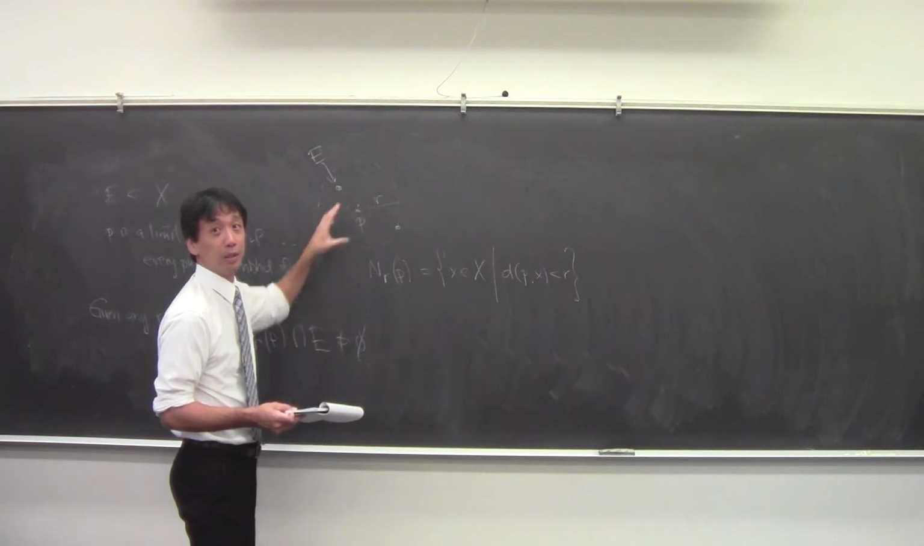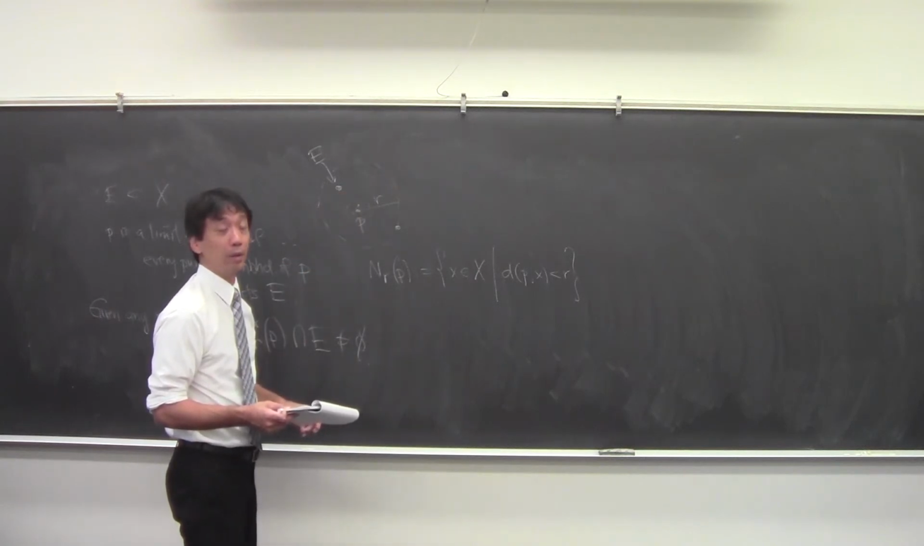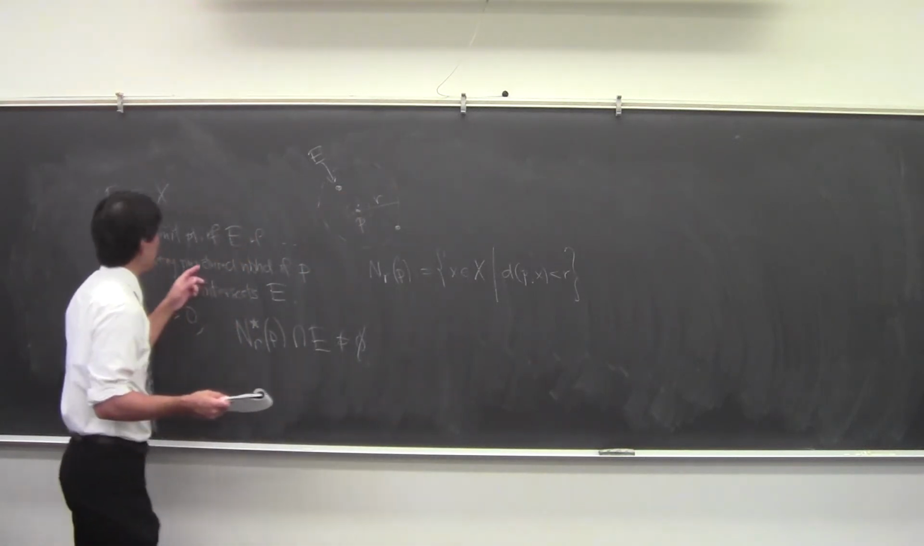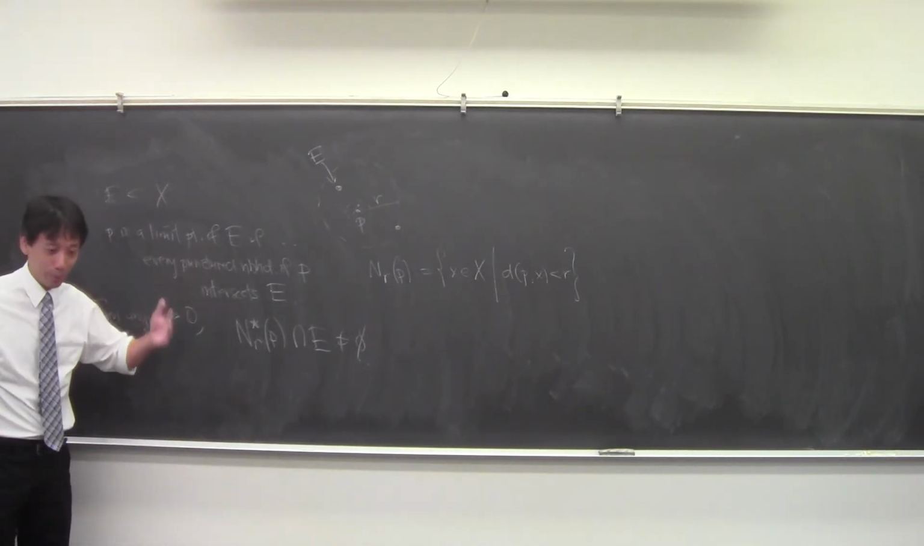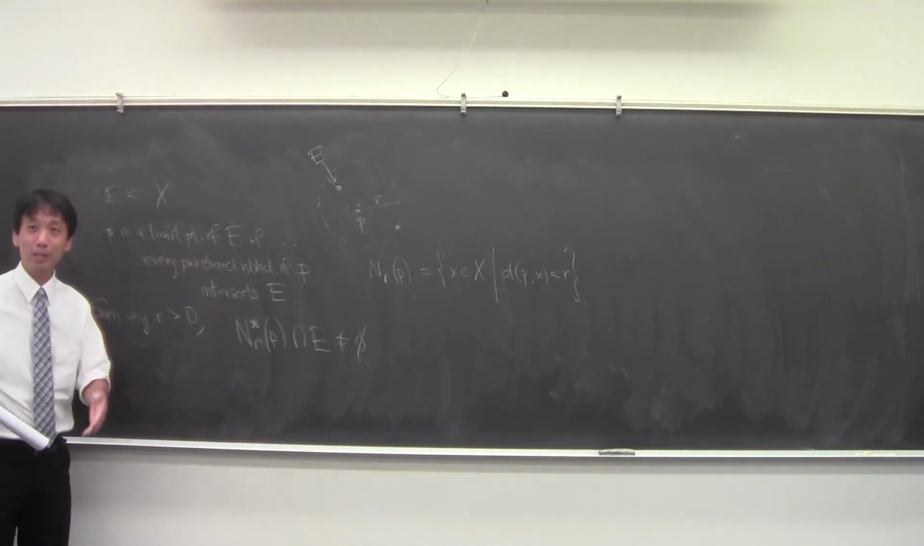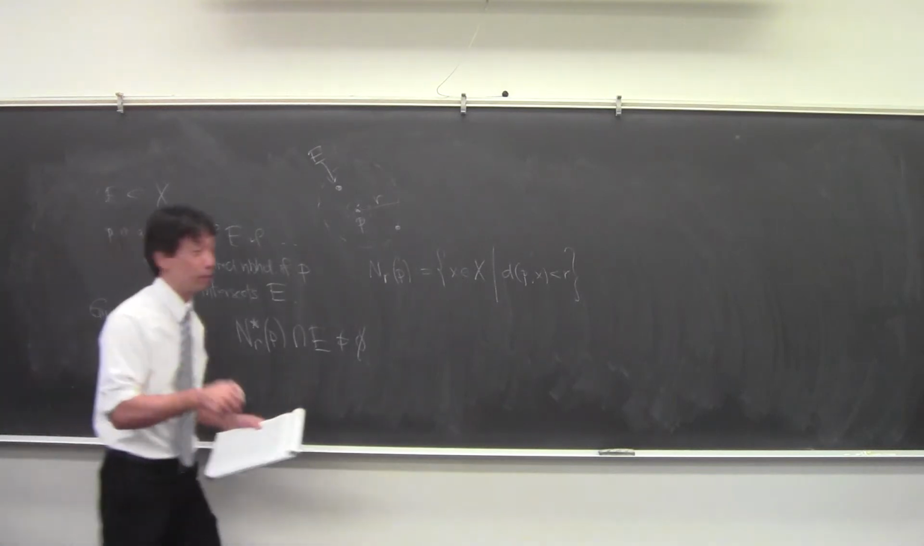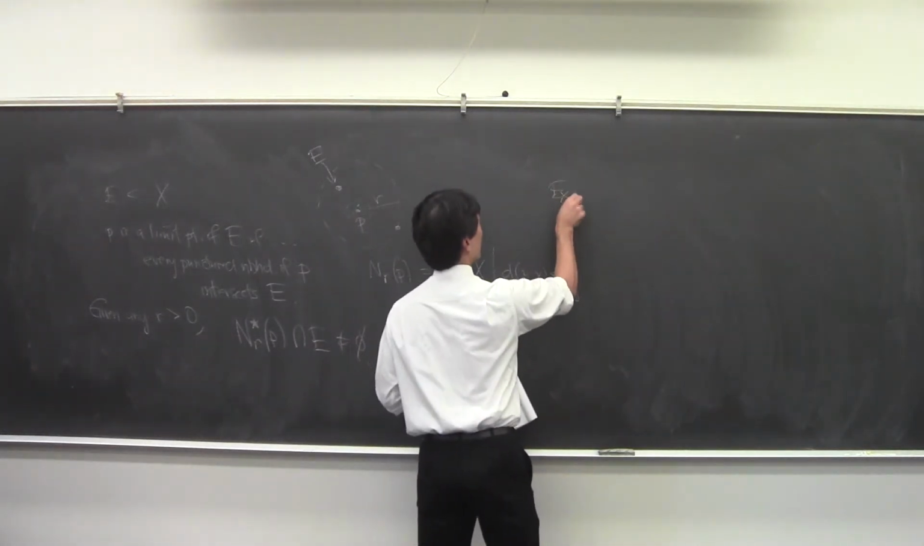Oh, so P has to be in E for it to be a limit point? No, P doesn't have to be in E. P just has to have this property that no matter what neighborhood you look in, there's always somebody from E in that neighborhood. Let's do an example to make this clear.